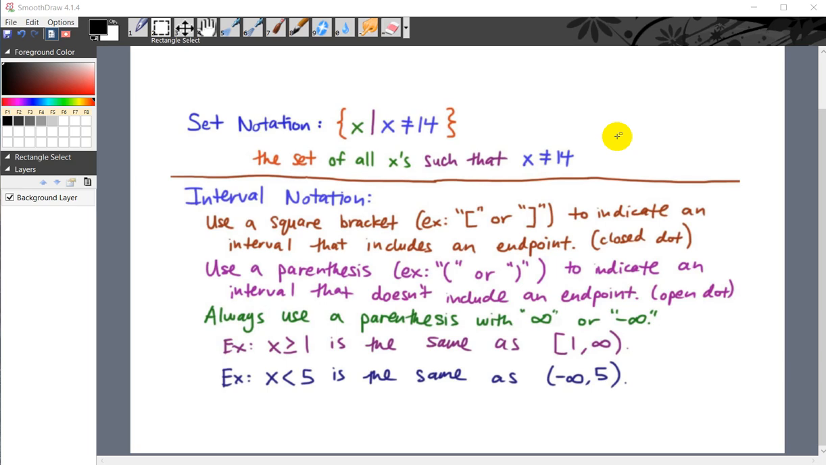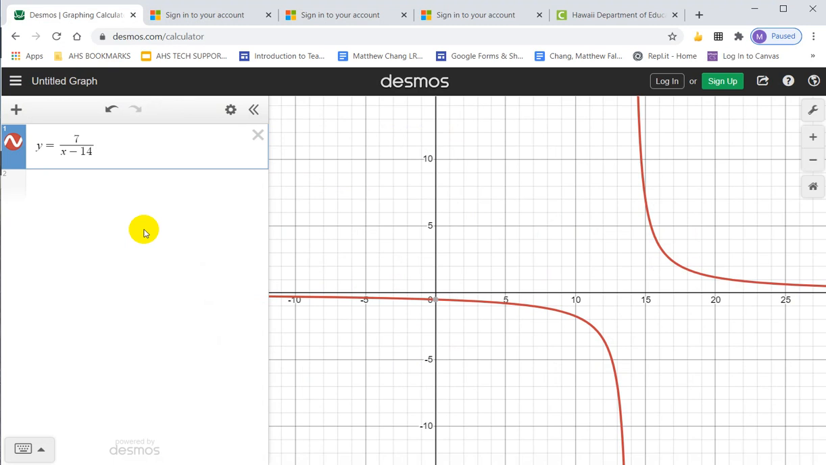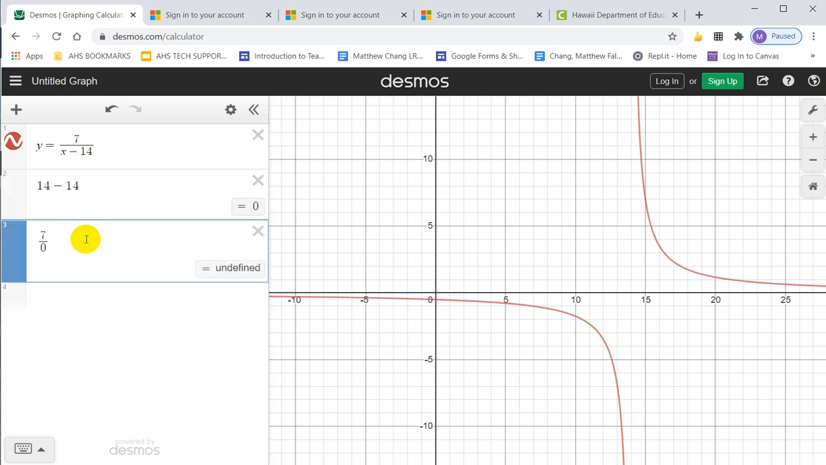In context, where you would use this kind of set notation would be, for example, a rational function. This is an example that I have in Desmos. If you have something of this form, like 7 divided by x minus 14, well, if x equals 14, then 14 minus 14 is 0, right? And recall that 7 divided by 0 is going to lead to something that's undefined. Or in other words, x can't equal 14.